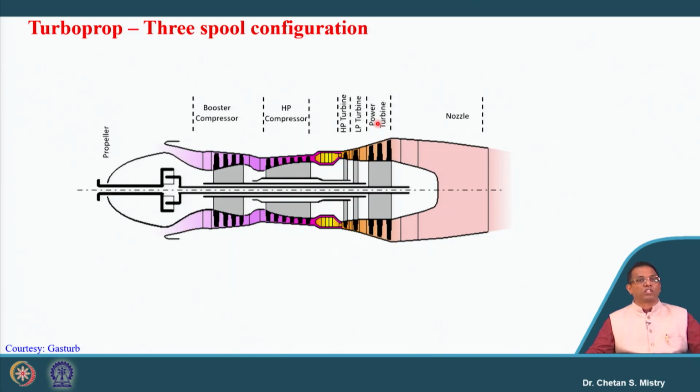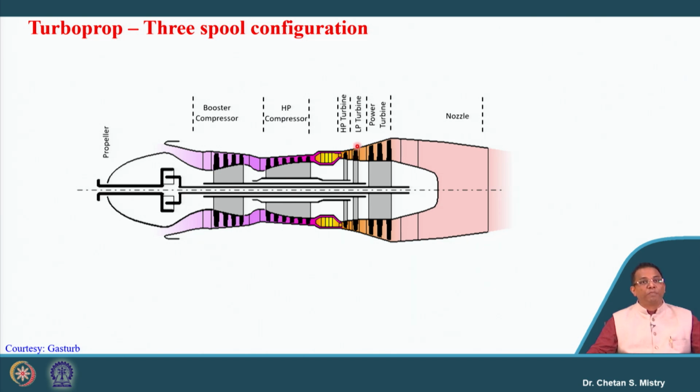Okay. Now, let's look here. If we look carefully, in this case a 3-spool configuration is also possible. What we mean by 3-spool configuration is that we have the HP turbine, which will rotate my HP compressor. We will also have the LP turbine. Sometimes people say IP turbine, meaning intermediate pressure turbine. If you recall, we discussed this point when we covered the 3-spool configuration for the turbofan engine.